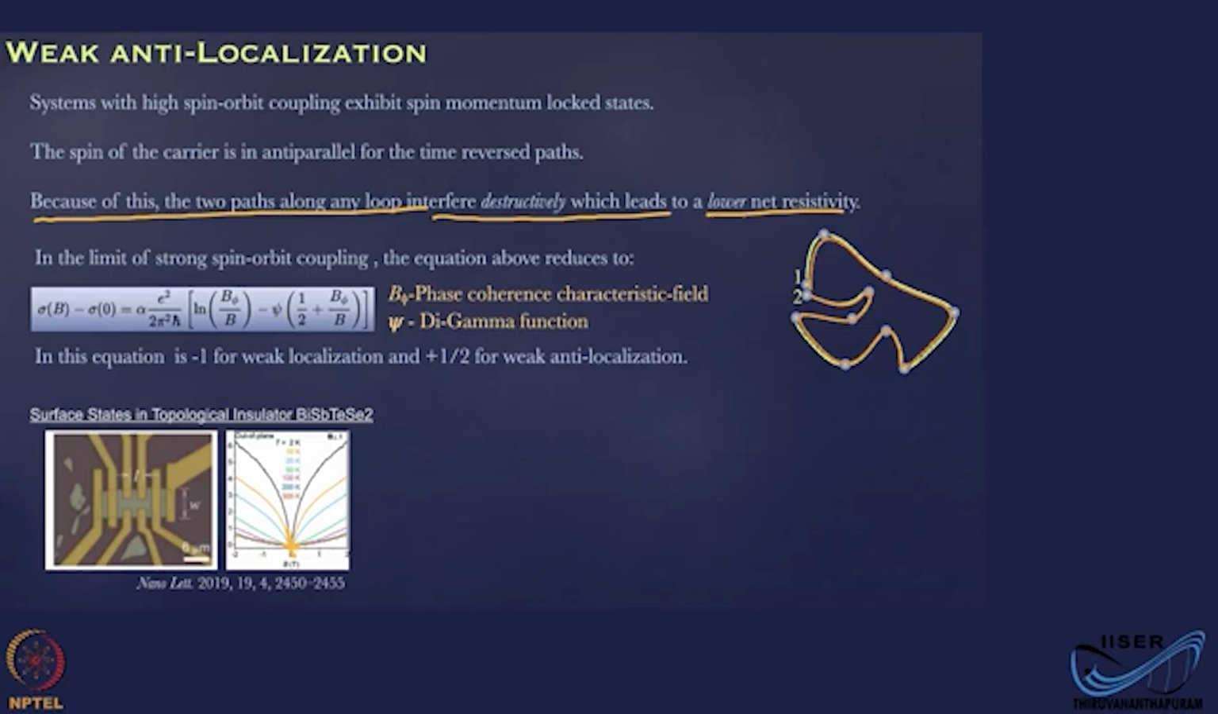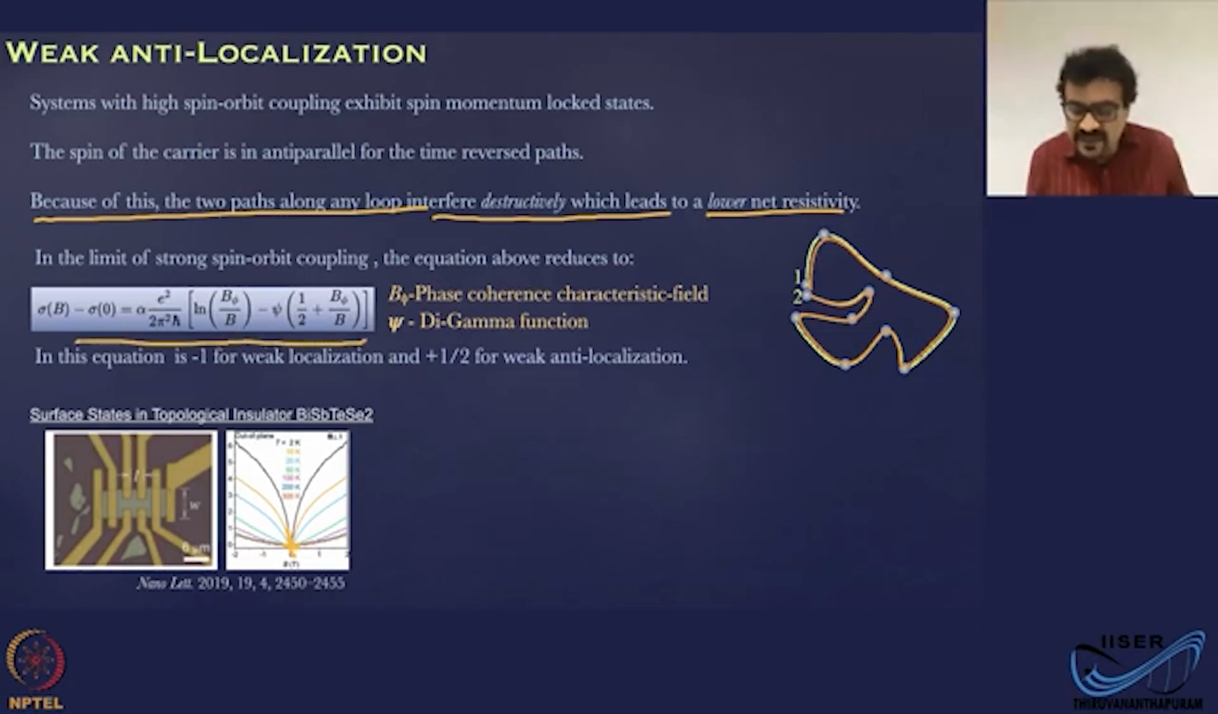So the correction of the conductivity is given by this formula, where B_phi is the phase coherence characteristic field. That is the field strength up to which the phase coherence is preserved, and psi is the digamma function. This is the general equation where you need to substitute alpha, basically equal to 1, with -1/2 for weak localization and +1/2 for weak anti-localization. That's what this condition is.